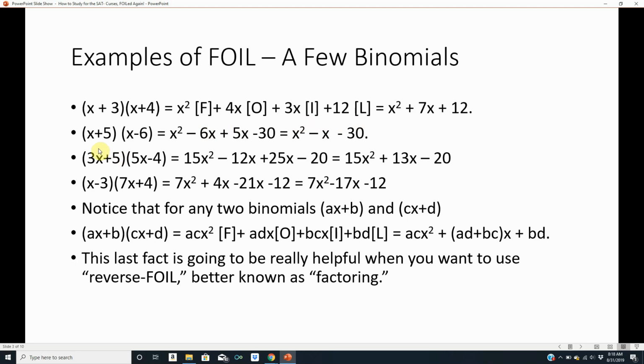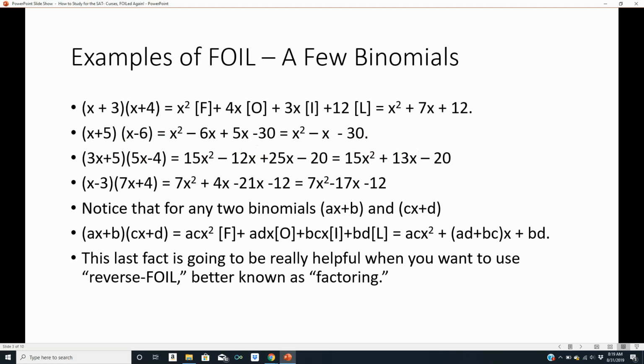Now, what if the x's have coefficients in front of them? So we have 3x plus 5 times 5x minus 4. Well, 3x times 5x is 15x squared. And then 3x times negative 4 is negative 12x. Then the inner terms, 5 times 5x is 25x, and 5 times negative 4 is negative 20. So we end up with 15x squared, because 3 times 5 is 15, x times x is x squared. And then negative 12 plus 25 is the same as 25 minus 12, which is positive 13. And then the negative 20 on the end from the 5 times negative 4. So it's 15x squared plus 13x minus 20.